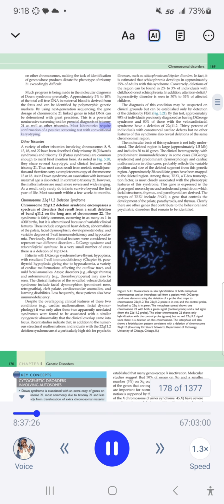Most laboratories require confirmation of a positive screening test with conventional karyotyping. Other trisomies. A variety of other trisomies involving chromosomes 8, 9, 13, 18, and 22 have been described.